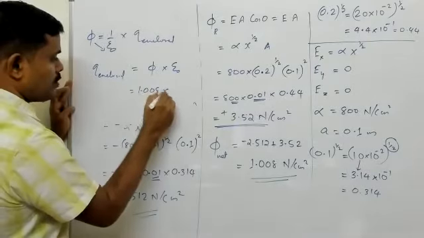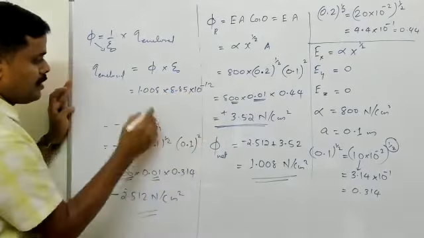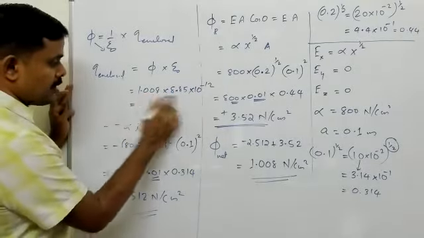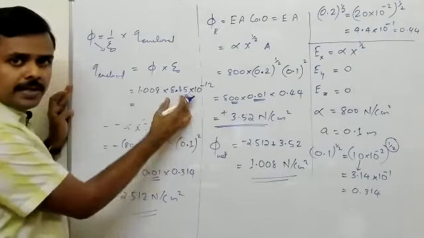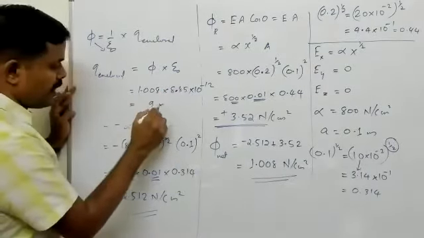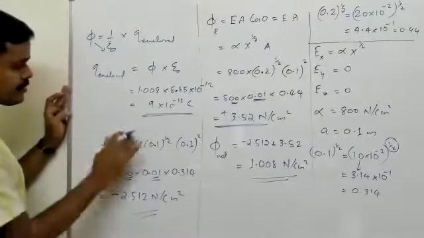1.008 into epsilon 0, which is 8.85 into 10 power minus 12. When you multiply this, 8.85 into 1 point something, slightly greater than 1, it's roughly 9 into 10 power minus 12 Coulomb. That will be the final answer.